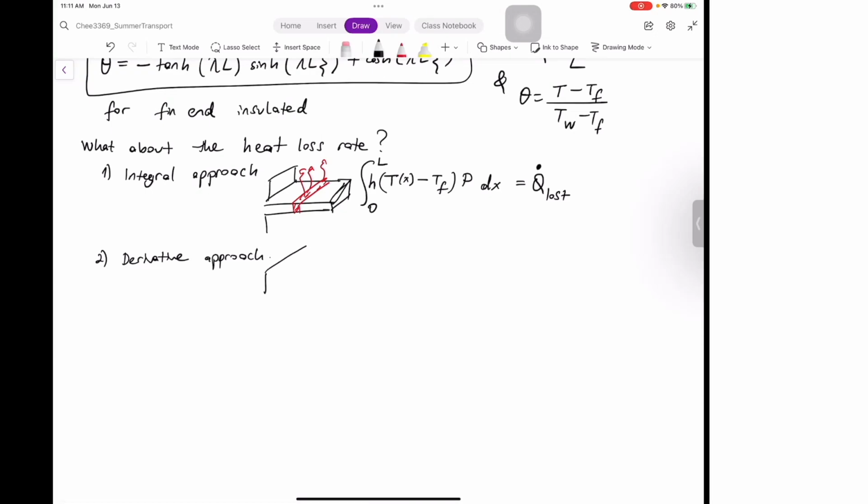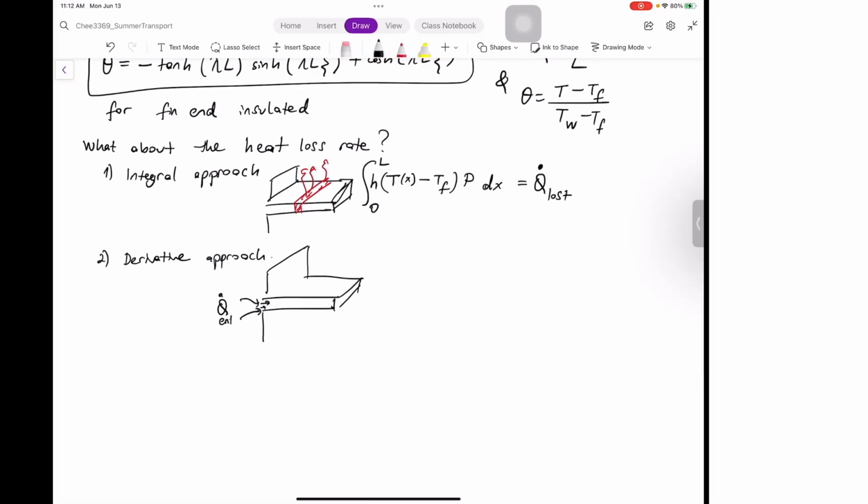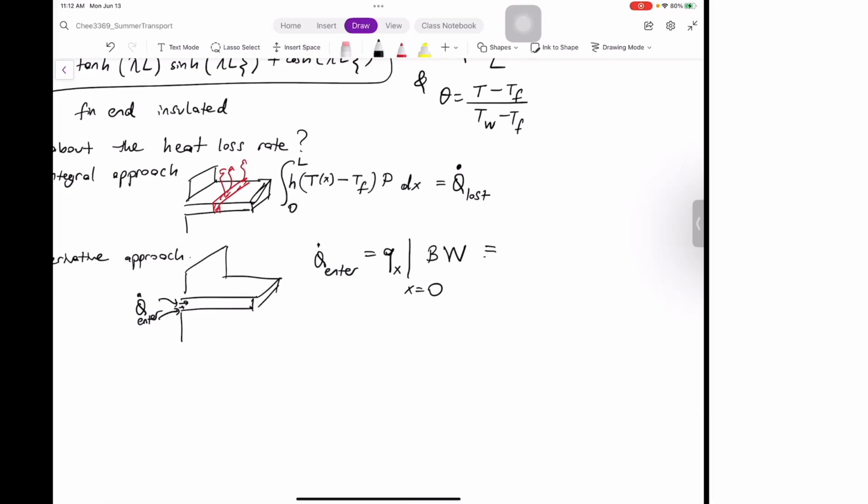So you should say that if you think about the Q entering this region, Q enter, as the flux Qx at x equal to 0 times the area, which is B times W, it must be equal to the lost heat. Why? Because whatever enters should actually come out.